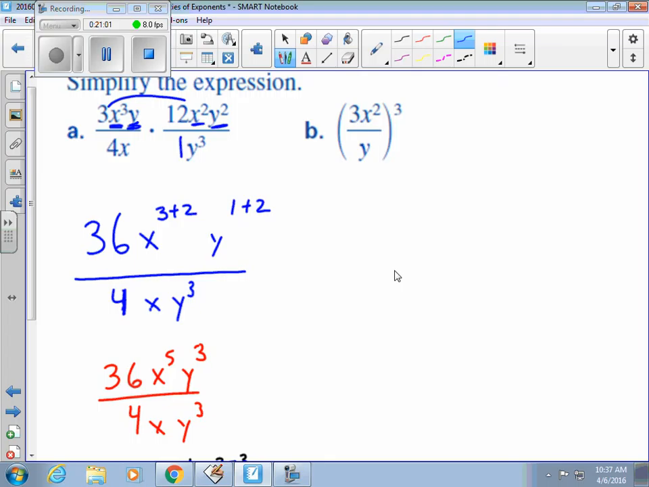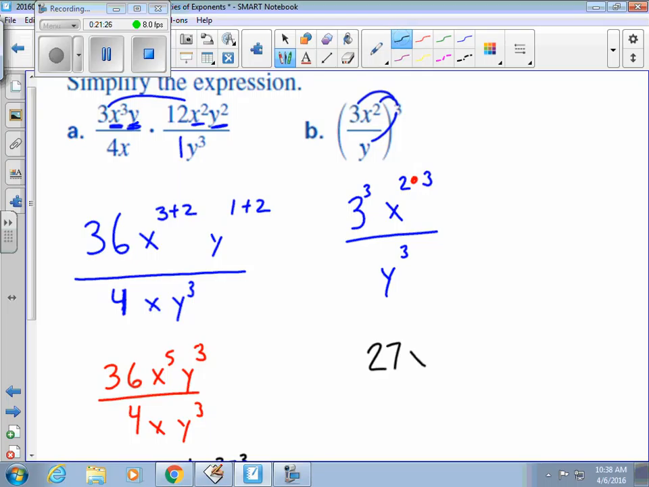Again, everything inside the parentheses is getting raised to the 3rd power. So 3 to the 3rd power, x squared to the 3rd power. Remember, you have 2 and 3. A power to a power means to multiply them this time, not add them. And y on the bottom is raised to the 3rd power. So 3 to the 3rd power, 3 times 3 is 9, times 3 is 27. x to the 2 times 3 is x to the 6th, and y to the 3rd on the bottom.